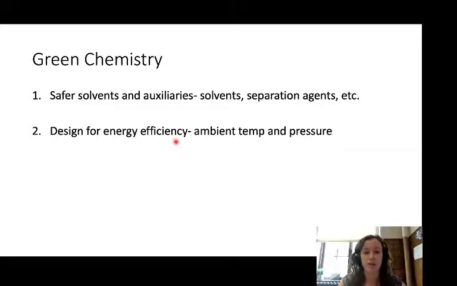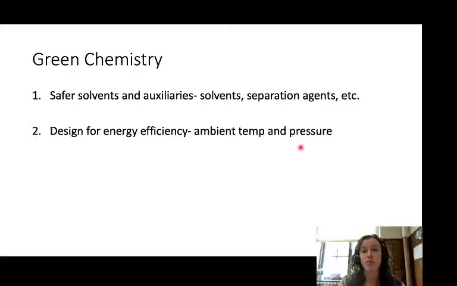Secondly, designing for energy efficiency, such as using ambient temperature and pressure. This week, we will not be doing ambient temperature. You'll notice that the reaction is set to boil. Check out the boiling point of methanol, and maybe something to discuss in your conclusion in your lab notebook pages is whether boiling methanol, depending on its boiling point, really is a big use of energy or not.